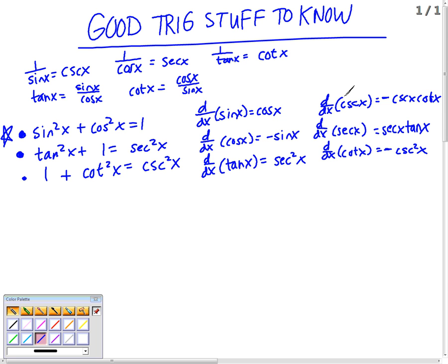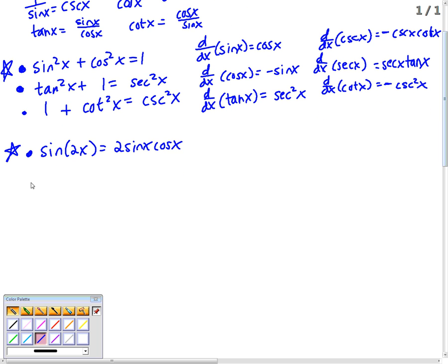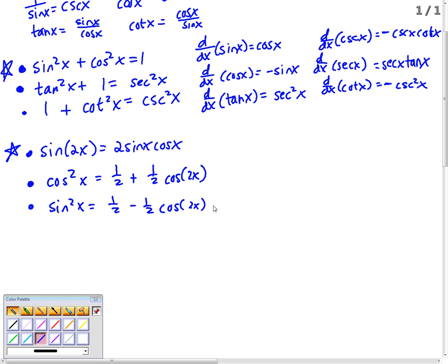Okay? A couple other things you need to know. You have to commit this one to memory. Sine 2x is 2 sine x cosine x. Commit that sucker to memory. Okay, so I'm just telling you all the ones I know off the top of my head. I know that cosine squared x is 1/2 plus 1/2 cosine 2x. And I know sine squared x is 1/2 minus 1/2 cos 2x.